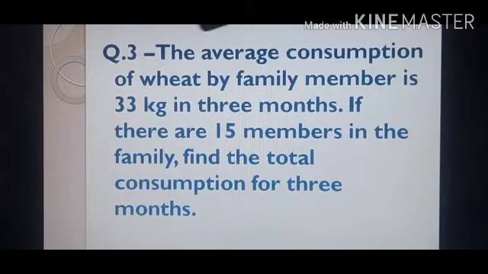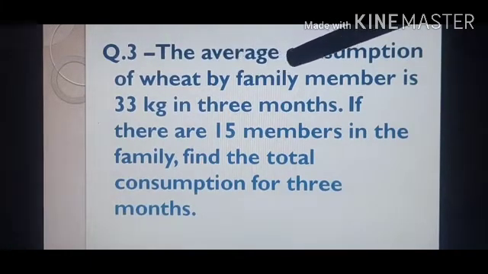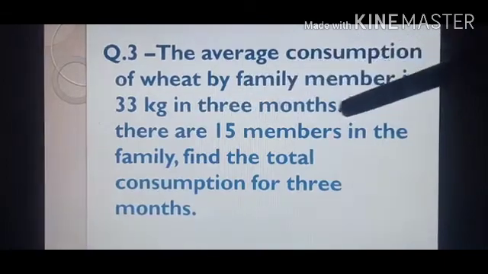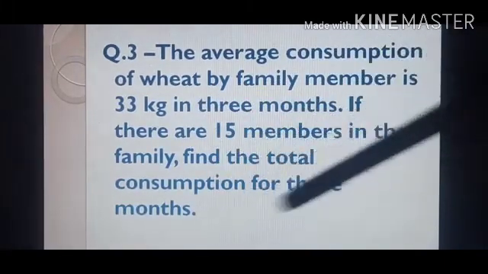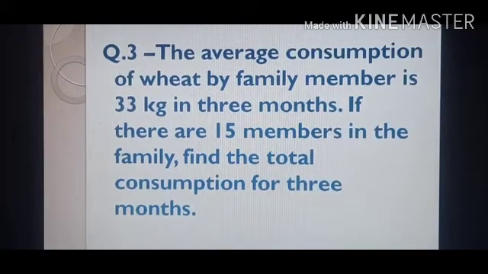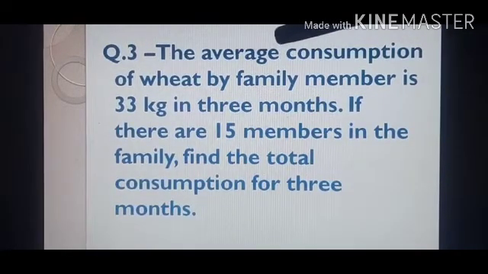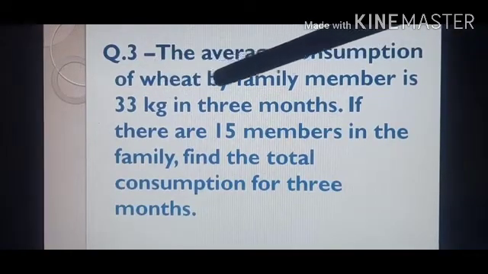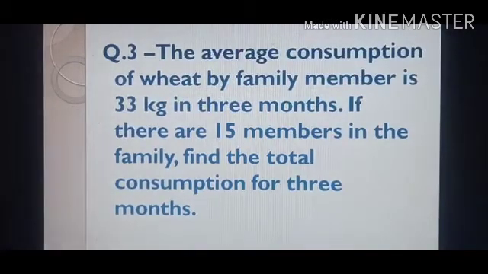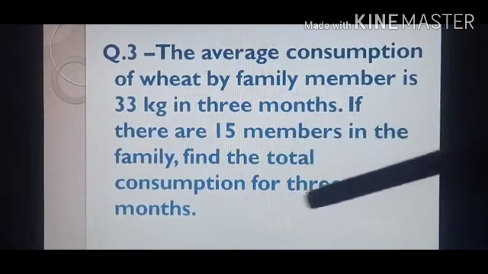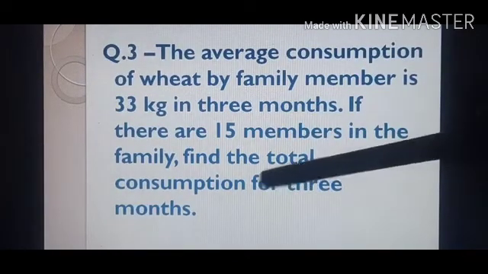Question number 3. The average consumption of wheat by a family is 33 kilogram in 3 months. If there are 15 members in the family, find the total consumption for 3 months. एक फैमिली के एवरेज कंजम्पशन, कितना वीट कंज्यूम किया 3 मंथ्स में 33 किलोग्राम एवरेज कंजम्पशन इज देयर. राइट, औसत, एवरेज मतलब होता है औसत. औसत 33 किलोग्राम इन 3 मंथ्स कंज्यूम किया. इफ देयर आर 15 मेंबर्स इन द फैमिली, अगर फैमिली में 15 मेंबर्स हैं, फाइंड द टोटल कंजम्पशन फॉर 3 मंथ्स. तो 3 मंथ में कितना वीट कंज्यूम किया फैमिली ने.